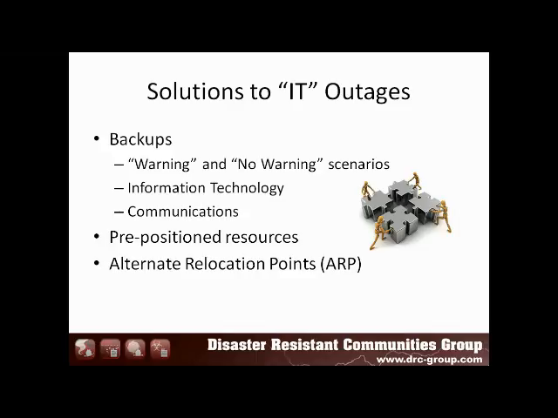The latter situation, no warnings, means some effort ahead of time is necessary if you want to safeguard vital information and then have subsequent access to it. Some organizations might consider dedicated off-site backup IT storage, which we'll discuss later, while others might even consider pre-positioning backup information or even backup IT equipment in other locations. These geographically dispersed locations are sometimes referred to as alternate relocation points, or ARPs.